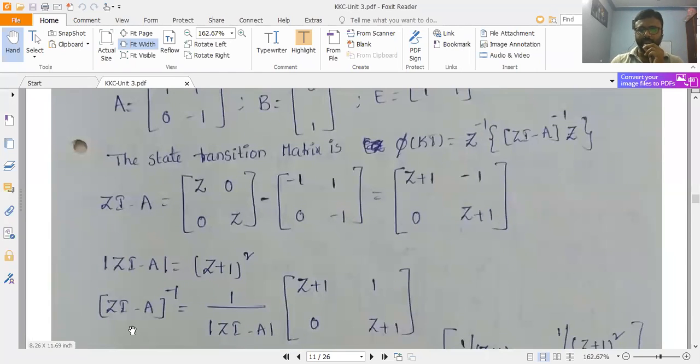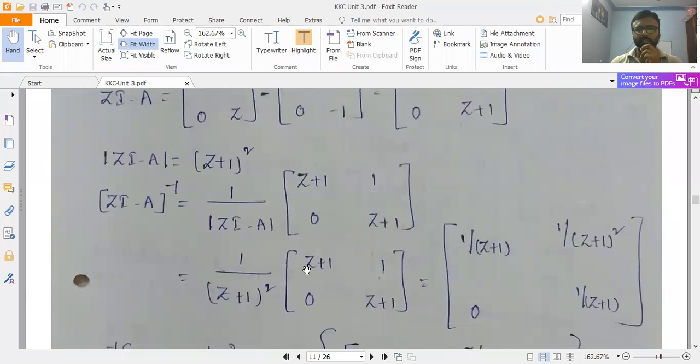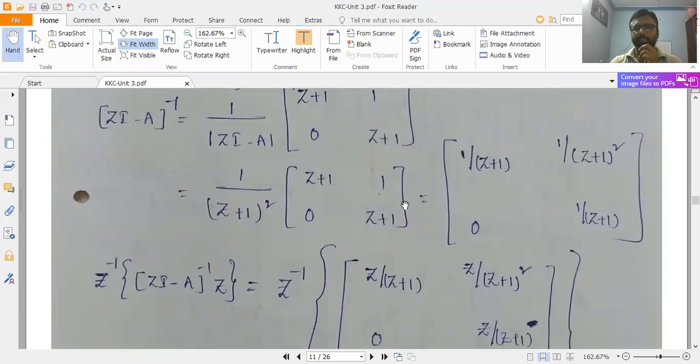The inverse of zI minus A is 1 divided by the determinant of zI minus A, into the matrix with the two z plus 1 entries interchanged, which are equal because both values are z plus 1. Hence the matrix (zI minus A) whole inverse is [1 divided by z plus 1, 1 divided by (z plus 1) whole square; 0, 1 divided by z plus 1].